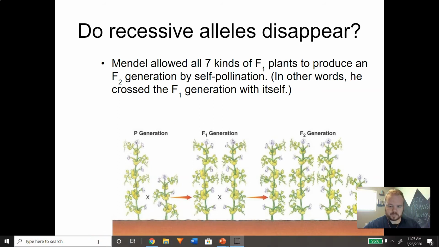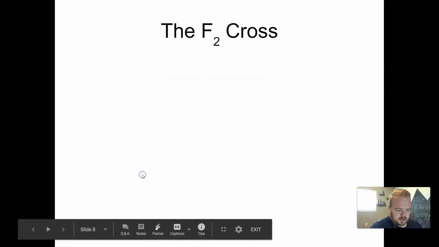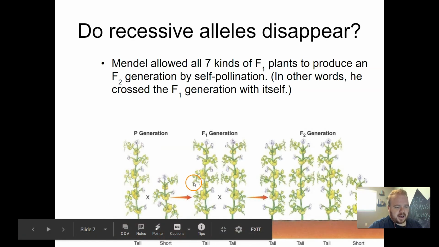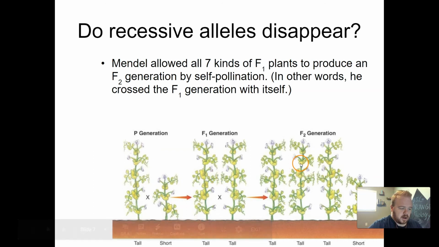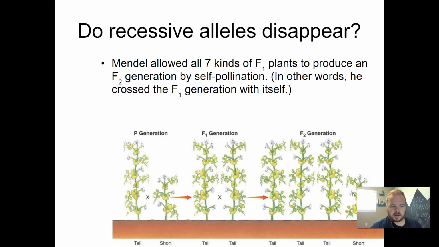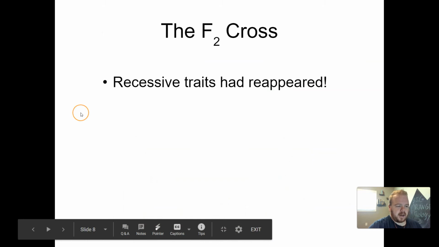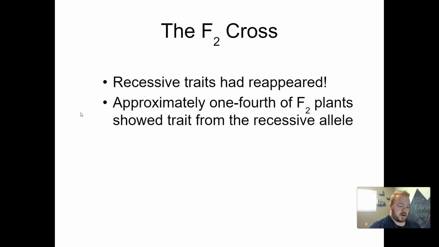Okay, so as they go through the P1 here, you can look here, P1, you've got tall and short. And F1, all tall, meaning tall is dominant. And in F2, you got a mixture of tall and short. So that shows you that the F2 generation has actually got the recessive allele showing back up. So it skips a generation, essentially. Now in the F2 cross, the recessive traits reappeared. Approximately 1/4 of F2 plants showed the trait of the recessive allele.